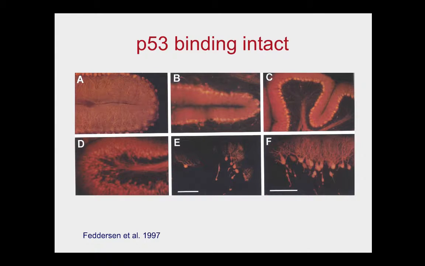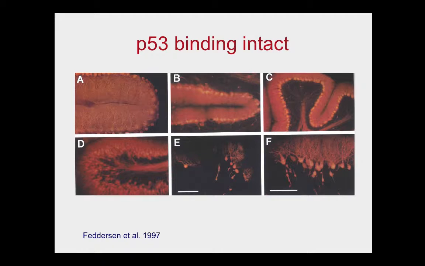The animals with the P53 binding that was intact, so this is what the normal appearance of the cerebellum. This is again Calbindin staining, which shows the dendritic tree of the Purkinje cells very nicely. This is at scale, so these are the animals whose Purkinje cells are quite stunted. They're all there, but they're only about half the size they should be.